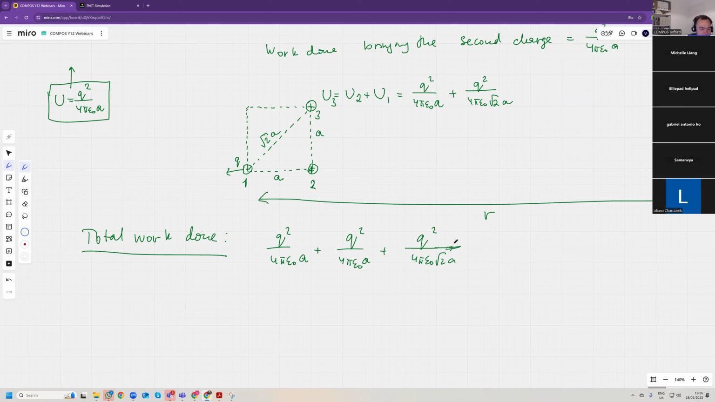Now you can add them. What can I do? Multiply both sides by square root of 2. So square root of 2 times square root of 2 becomes 2. And if I multiply this by 2 and this by 2, it's 4 plus square root of 2, times q squared divided by 8 pi epsilon naught a. And that's the answer.